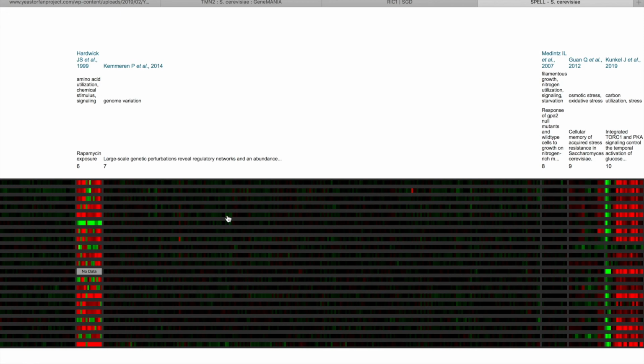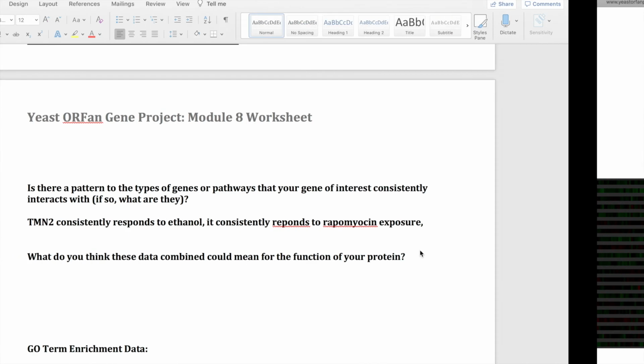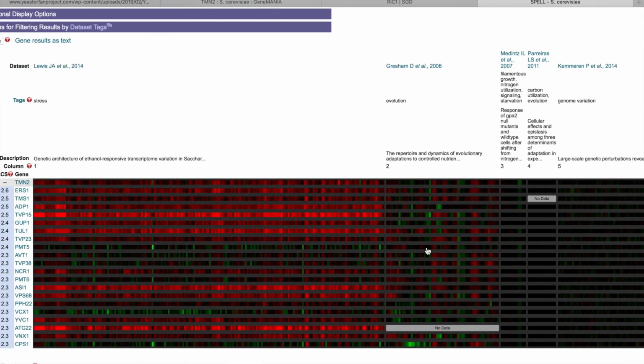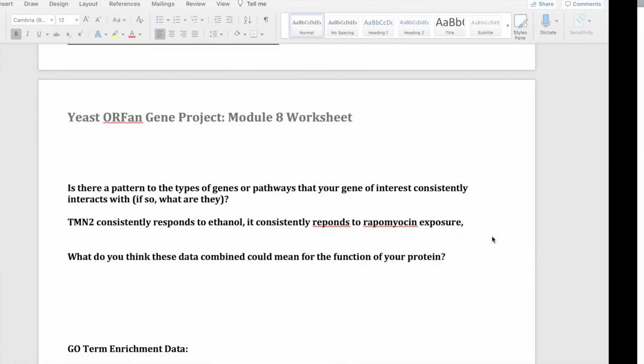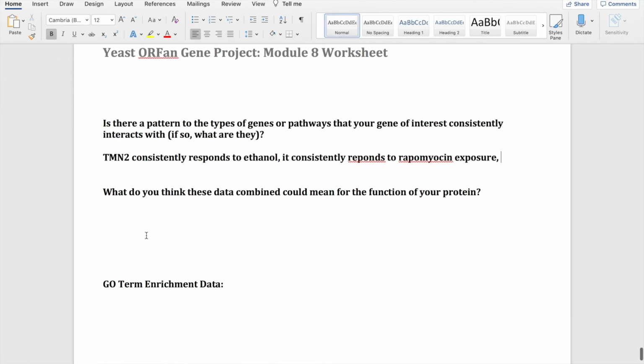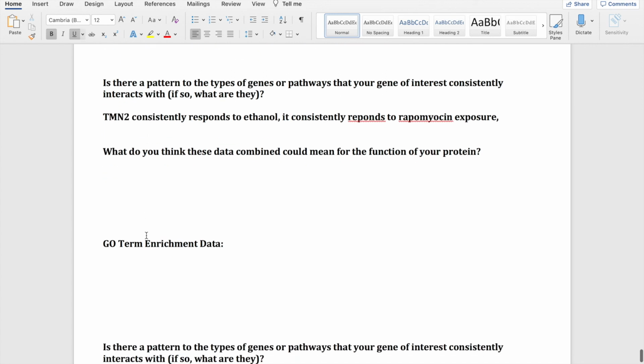Looking more into, and Googling maybe, what is rapamycin exposure, what is that connected to, something that we have seen in terms of function coming up again and again. So what do you think these data combined could mean for the function of your protein? So commenting on how sensitive it is to what different things, and again what genes are coming up again and again.